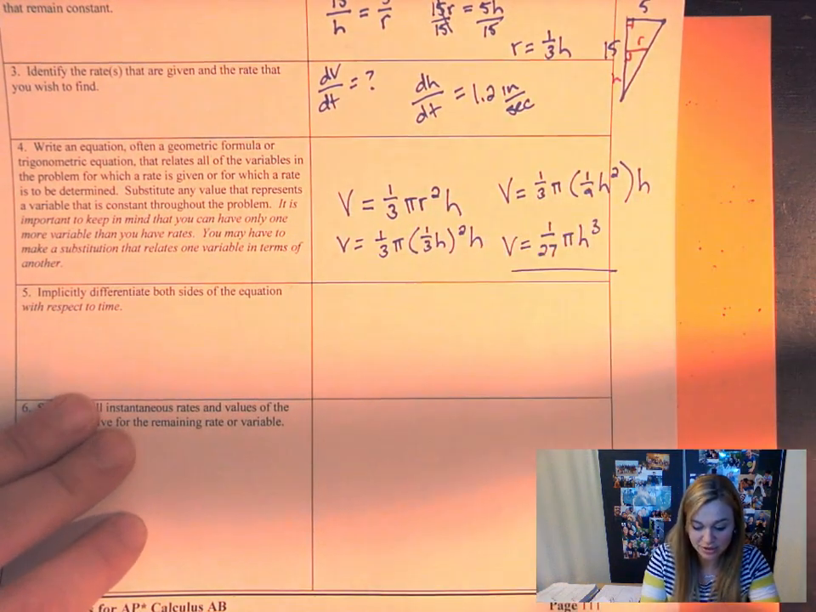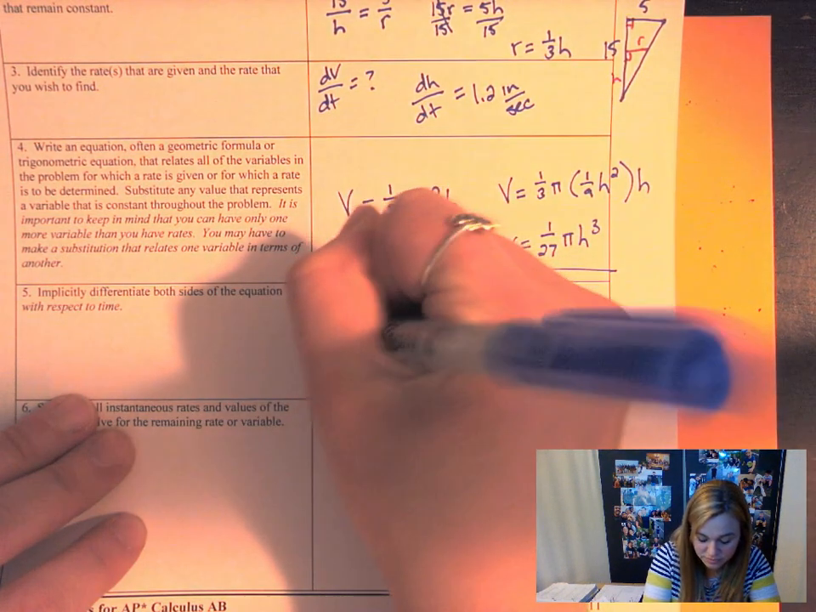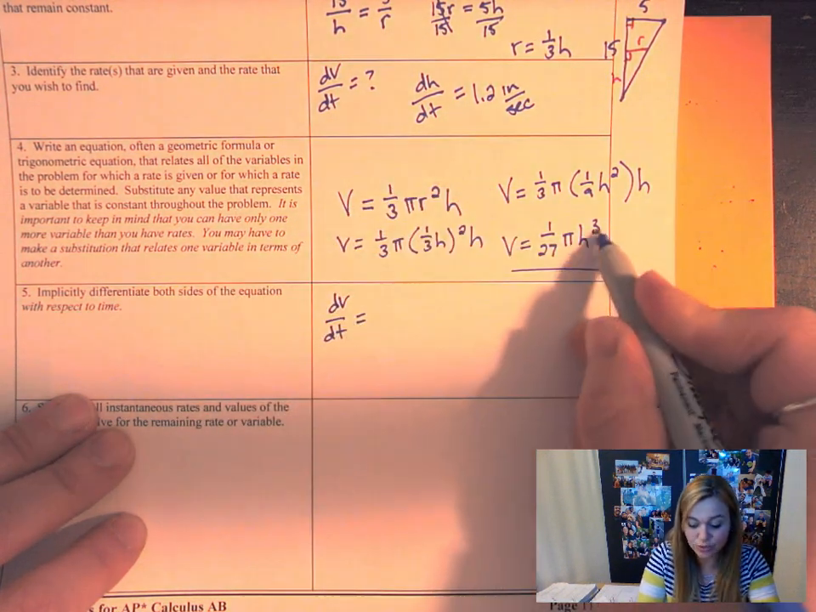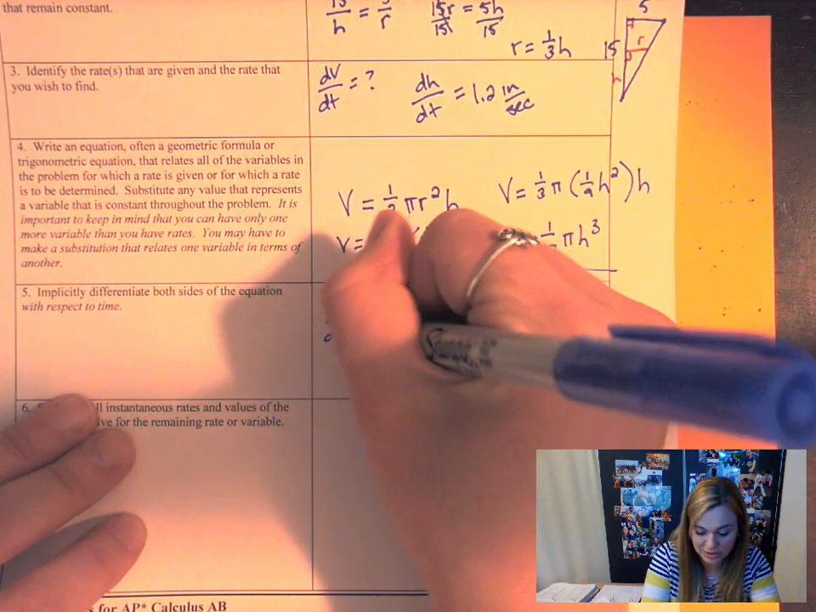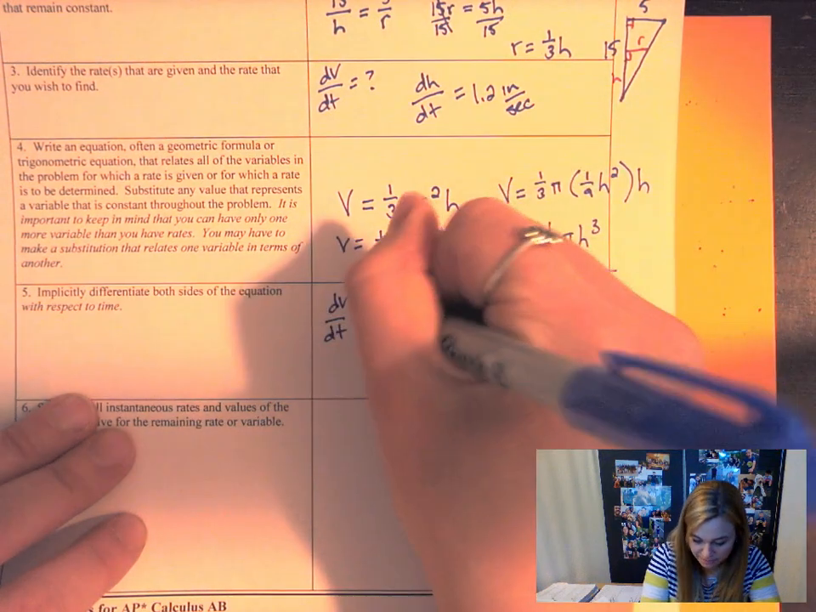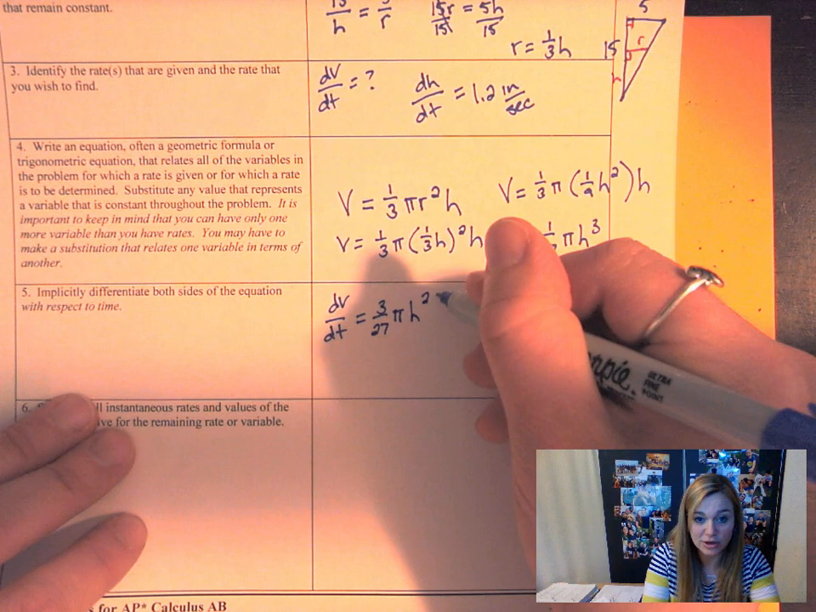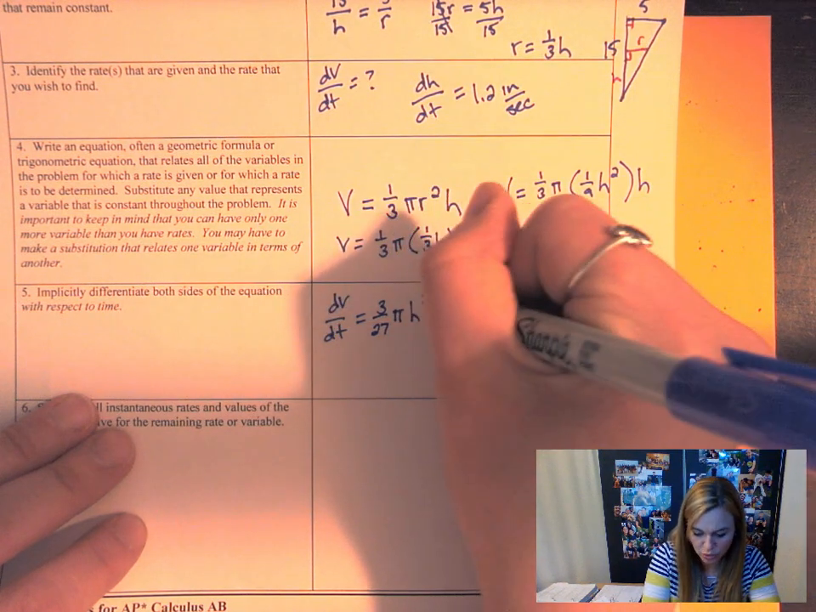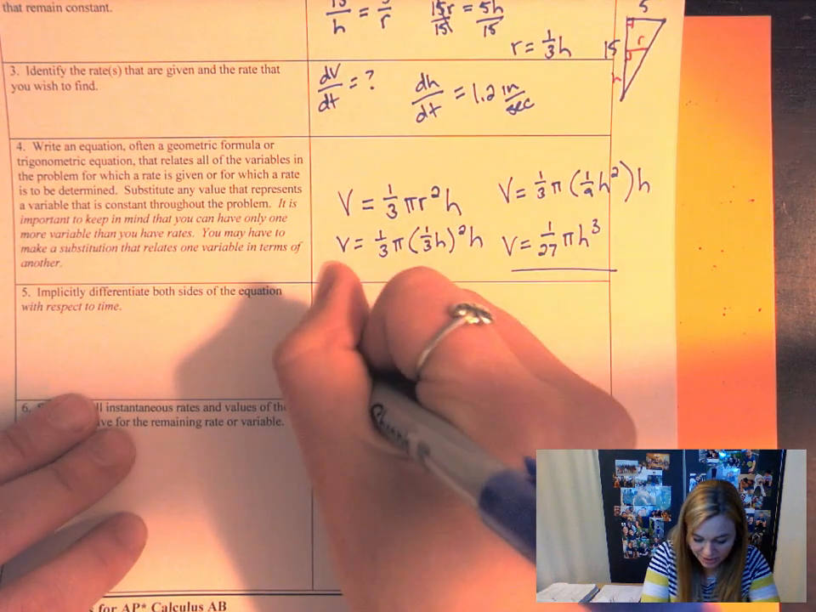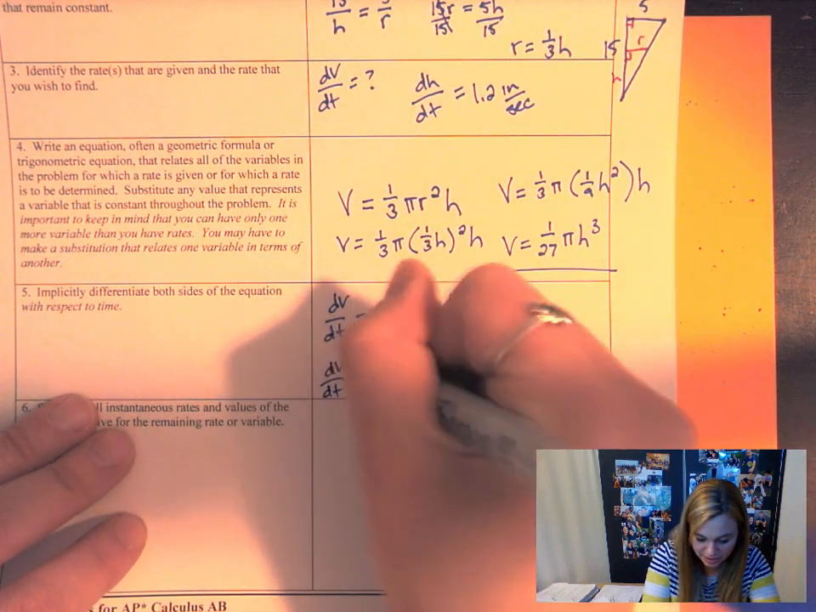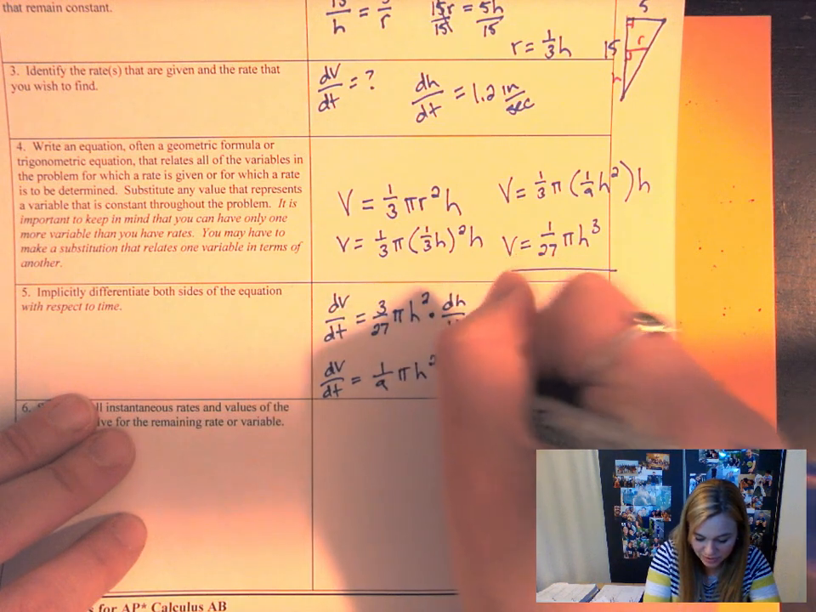So I'm looking at this one. Now I can say the derivative of V is dV/dt equals, on this side, 3 times 1/27. I'll just keep it as 3/27, or you can say 1/9 pi h squared, so I'm taking the exponent down by 1, times, wow, dh/dt. If I want to simplify this, just because I know I'm going to have to substitute in a second, I'm going to say 1/9 pi h squared dh/dt.